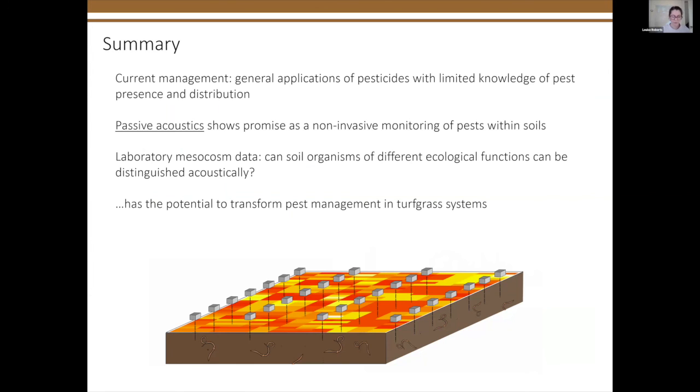So to summarize then, for more targeted below ground pesticide applications, we need a cost-effective, non-invasive monitoring technique. And passive acoustics shows great promise for this, and we're currently analysing data to see if different organisms can be distinguished using sound, and ultimately thinking about scaling this up to the field where you could measure sound across an area and maybe plot it in a similar way like a heat map, which I've tried to show in this diagram. Okay, thanks very much.